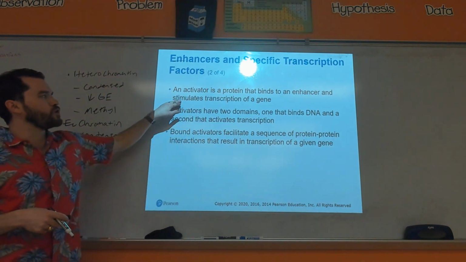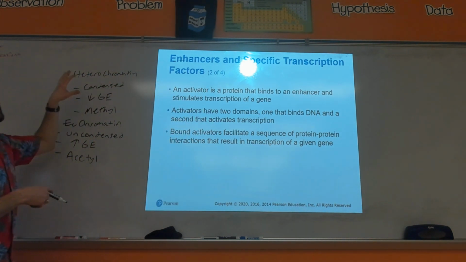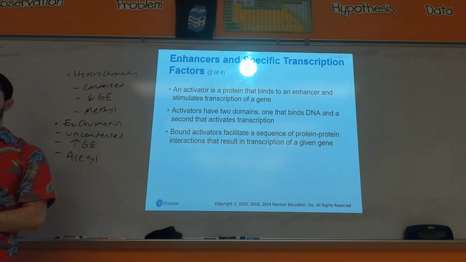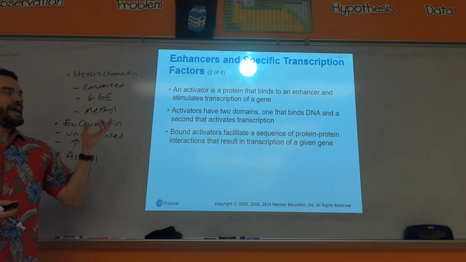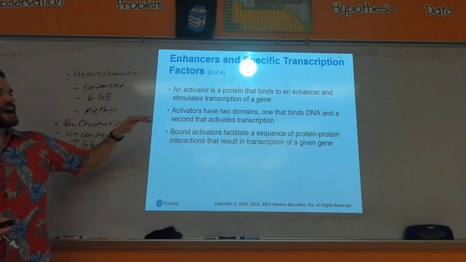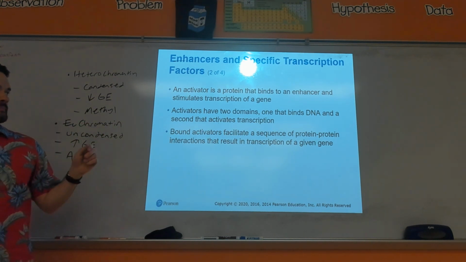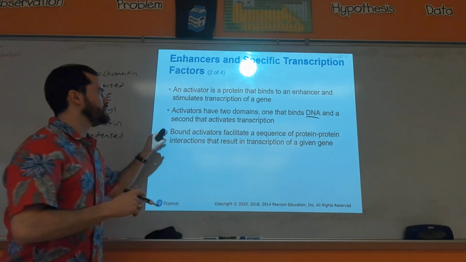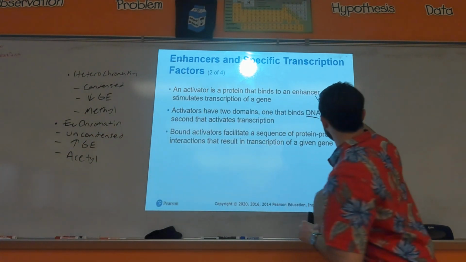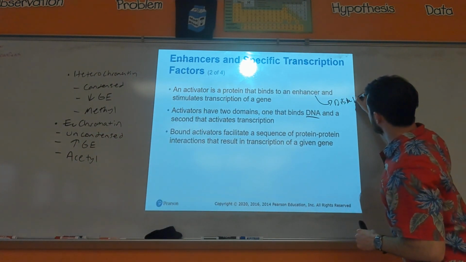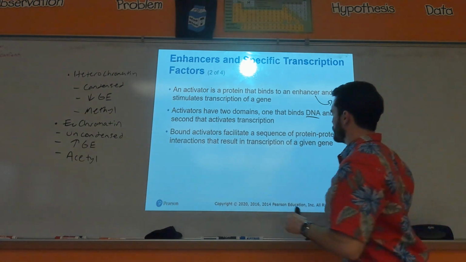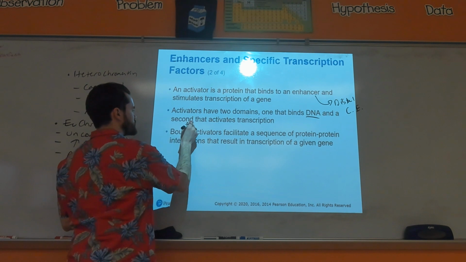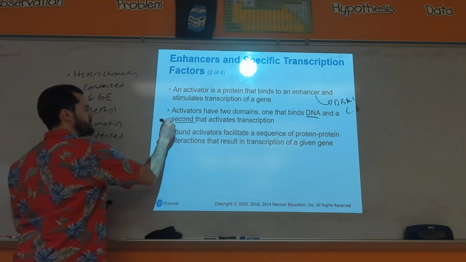So an activator is a protein that binds to that distal control element, and it helps us start the transcription of the gene. Okay? Now, in order for that to happen, these activators have to have two domains, basically two regions of the protein. One that can bind the DNA, that distal control element. I'll say CE for control element. And then a second that can activate transcription. So a second that can bind protein.